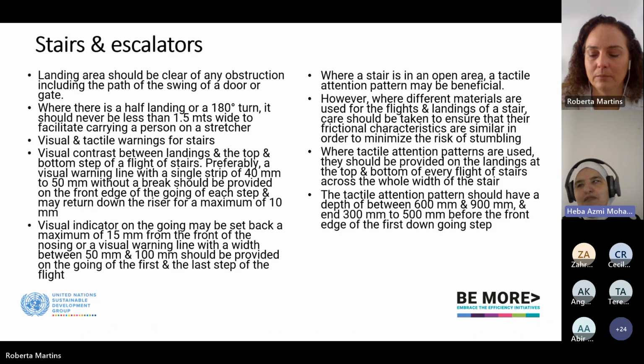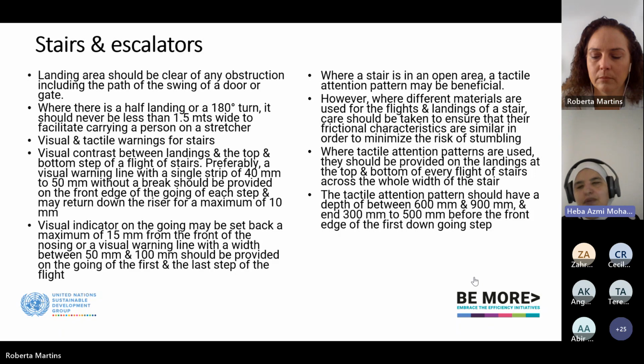So, escalators and stairs. There are a number of accessibility measures that we have to take into account to ensure the accessibility of the stairs. For instance, landing areas should be free of obstacles and obstructions, including the path of a swinging door or a gate. Also, if there is a half landing on a 180-degree turn, it should never be less than 1,500 millimeters wide to facilitate carrying a person on a stretcher.